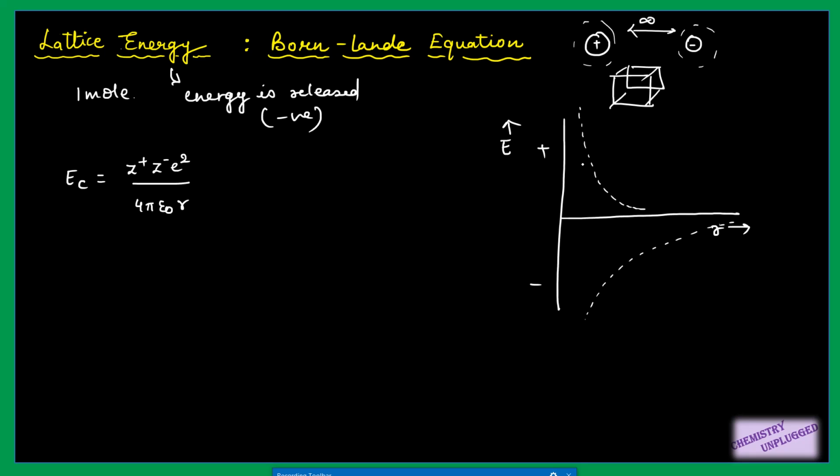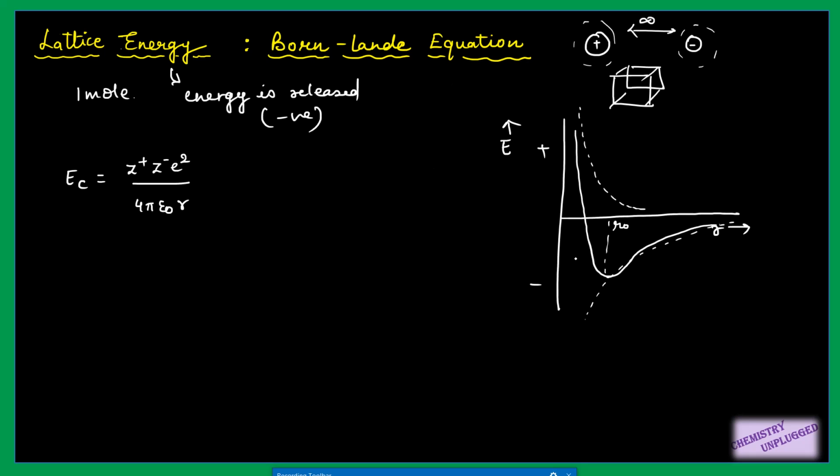But in the actual situation, both types of force act simultaneously. We have repulsive force as well as attractive force. So we have this type of graph, this one, right? And this is, suppose, r naught, the equilibrium distance between cation and anion.